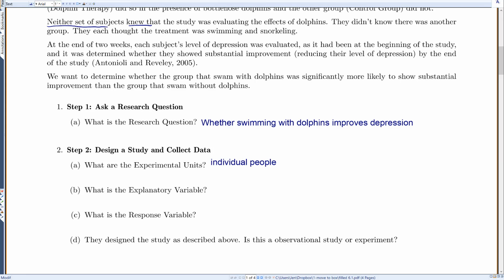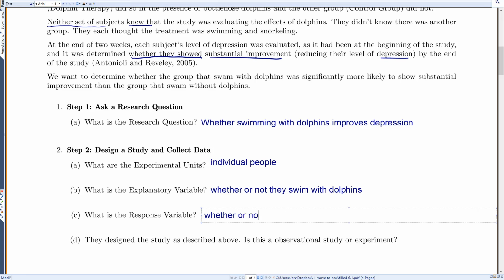What is the explanatory variable? What are the groups that we put people in? We put them in dolphin or not dolphin groups. So the explanatory variable is whether or not they swim with dolphins. And then the response variable, we said we wanted to check to see whether they showed substantial improvement. You can see right here. Whether they showed substantial improvement in the depression. So my response variable is whether or not their depression improved.